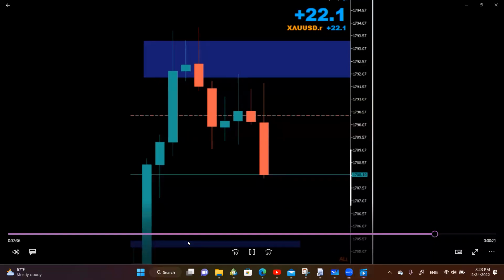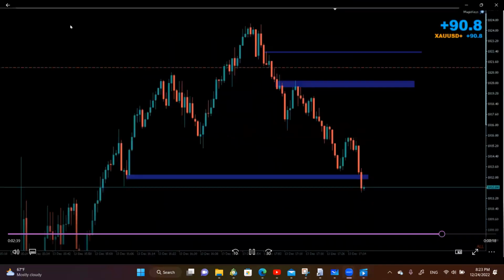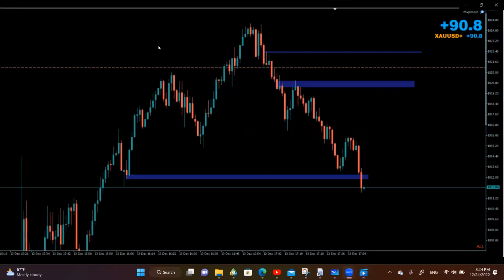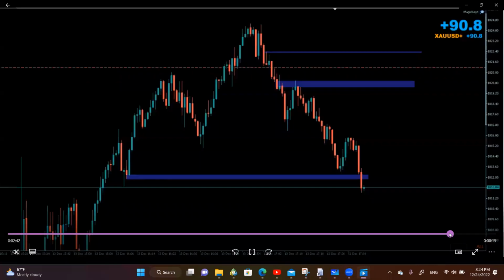This is the 1 minute. The price was moving with very high momentum. I'm not recalling the news, but this is the 1 minute. We have created a strong high, a weak low, and by that weak low, we broke the structure.